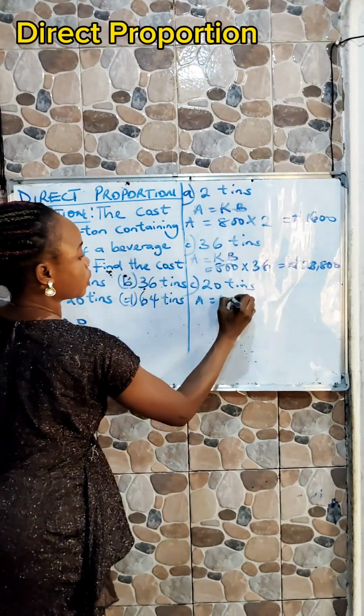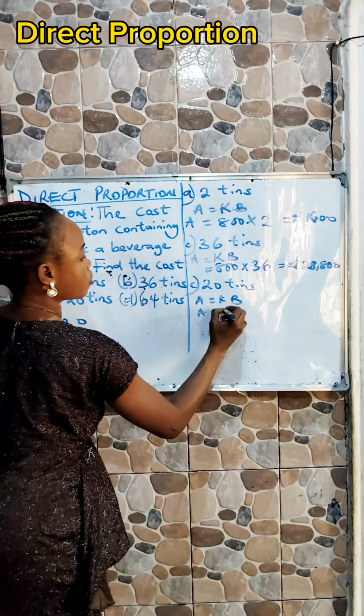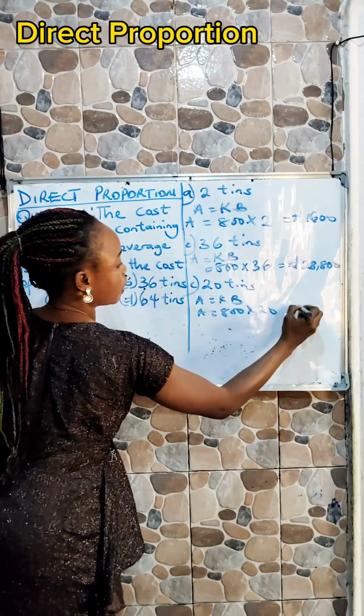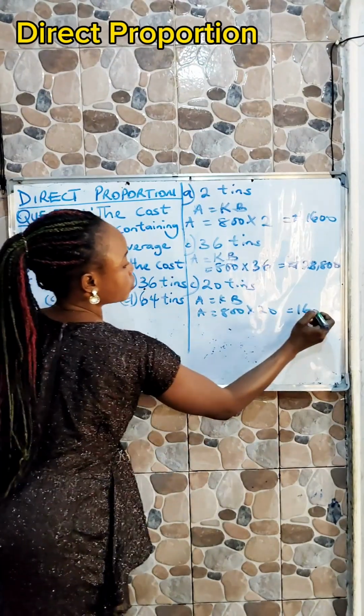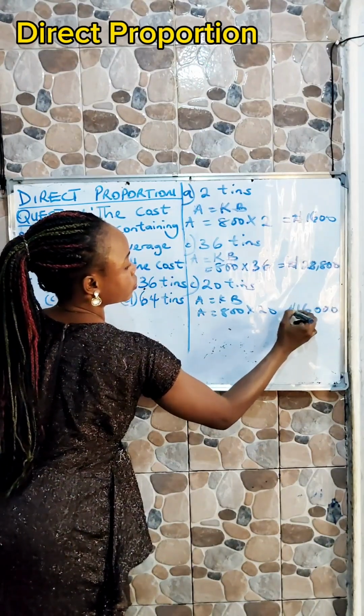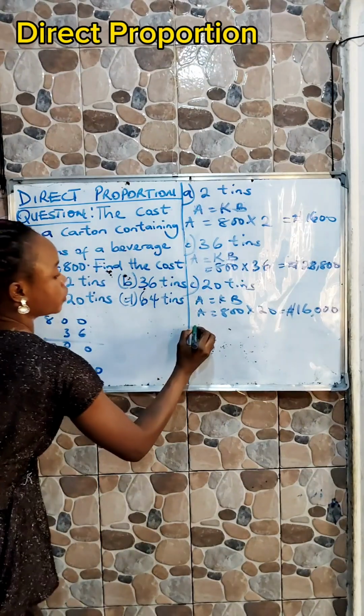Now for the C part, 20 things. A is equal to KB. A is equal to 800 multiplied by 20. 2 times this, we have 16. So 16,000 naira.